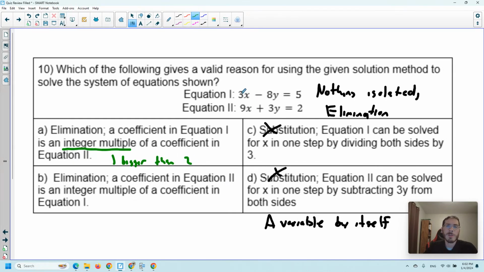So let's see if that's true. So 3 to 9 is not true. 8 to 3 is true. So that does work. So multiple does work.